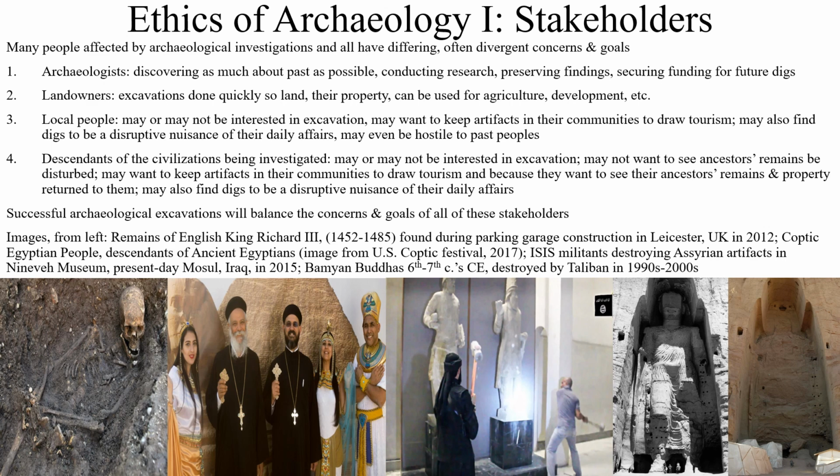And the final group we'll talk about are descendants of the civilizations being investigated. And in many cases, there's overlap between the local people and descendants of the past cultures, the past civilizations. Local people living on an archaeological site could be the descendants of the civilization or the people who are being investigated by the archaeologists. In fact, among all four of these stakeholders, there can be overlap. A landowner is probably going to be a local person. That landowner might also be a descendant of the people that are being investigated.